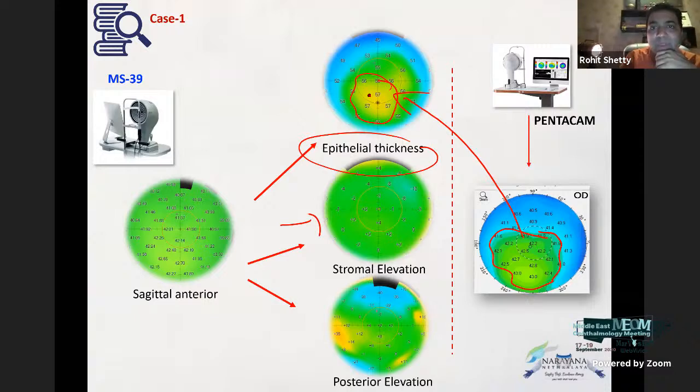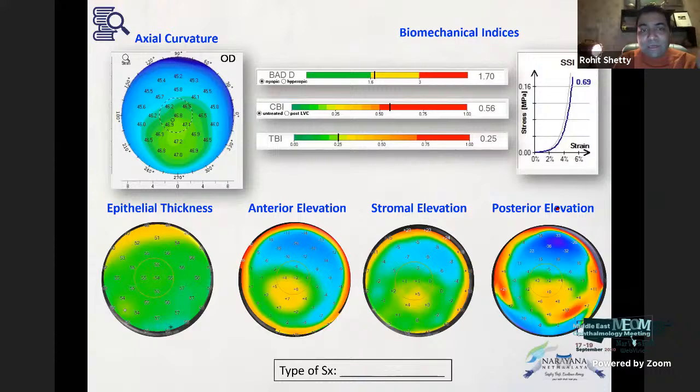It is just that his epithelium is thick out here and his stroma is completely normal. So that means that he's not a suspect. Your definition of suspect is going to change with new technologies. Your definition of what you call forme fruste is going to change. For example, this may not be a forme fruste keratoconus, but with the same technology you will consider it a forme fruste. So you have to change with the times. Your selection of patients has to change with the times.